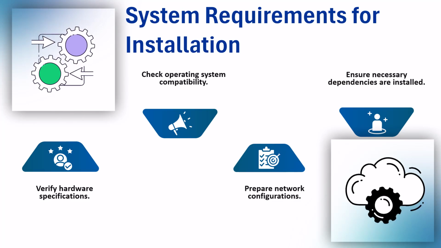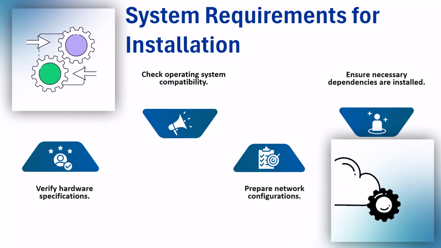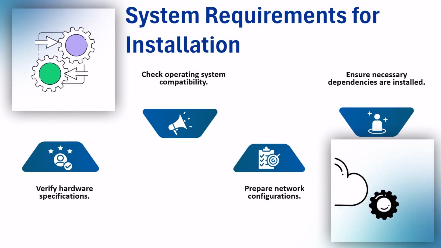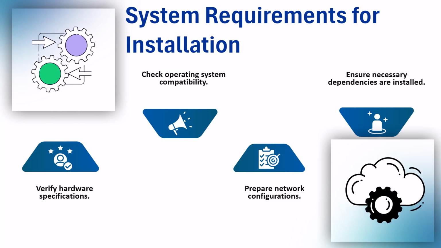Before jumping into installation, let's make sure the system requirements are good to go. Because you wouldn't install a game on an ancient computer, right? First, check if your OS is compatible. No Windows XP here, please. Then, ensure necessary dependencies are installed. Next, verify your hardware. If your system is gasping for breath, it might be time for an upgrade. Finally, network configurations must be set, unless you want your setup screaming into the void.